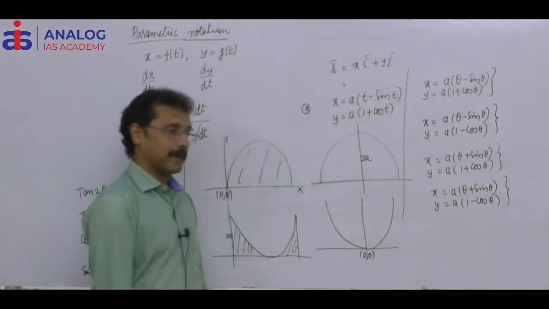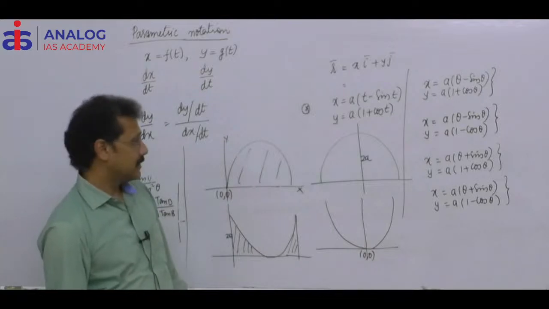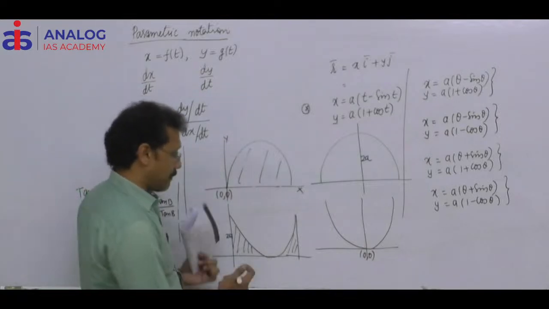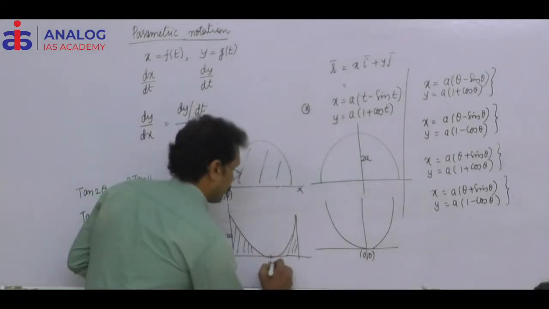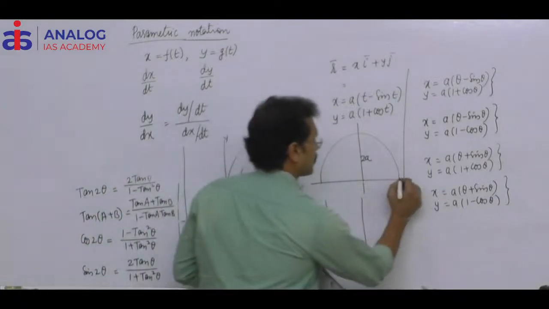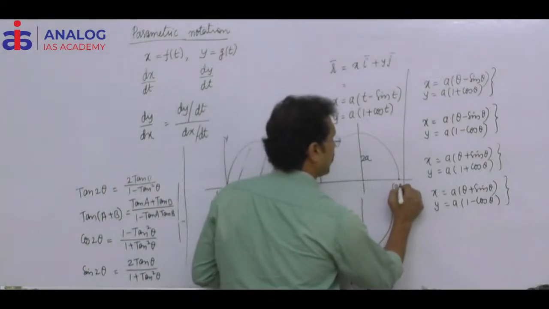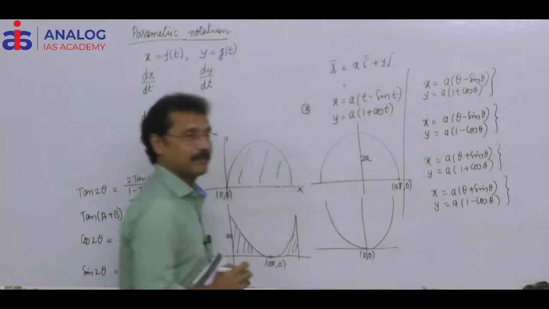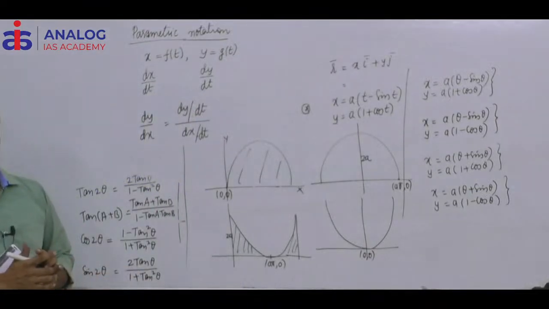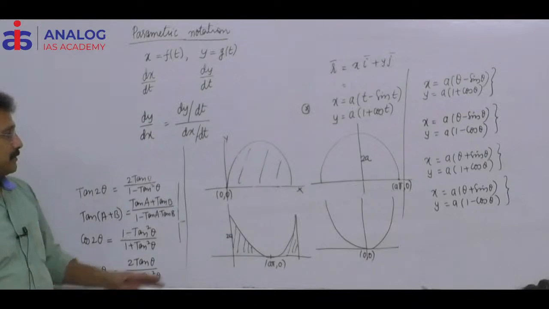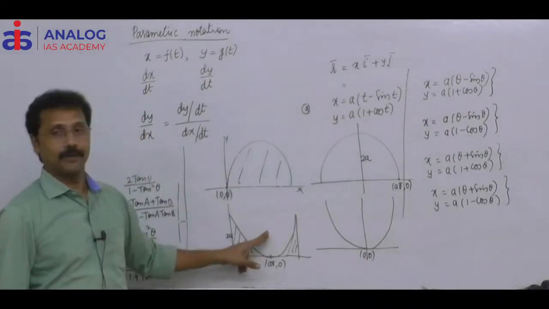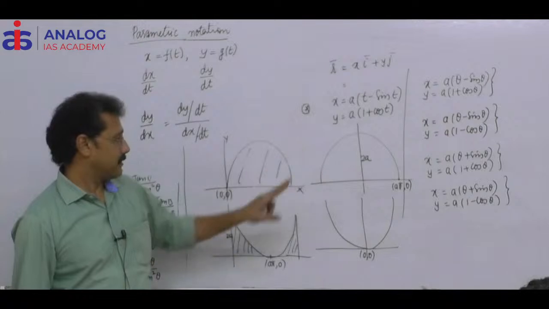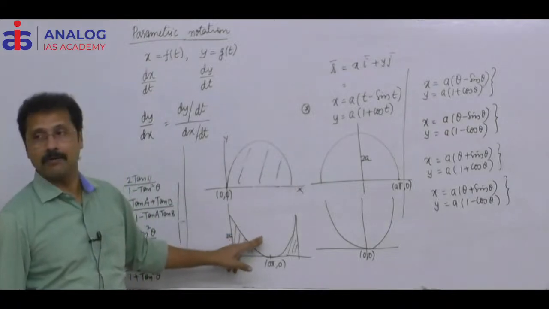A pi comma 0, where is that? This would be a pi, x equal to a pi, y equal to 0. Okay, got it? Now how to identify the difference between these two? Look at that one only. Where do we land up? How do you know this one and that one?